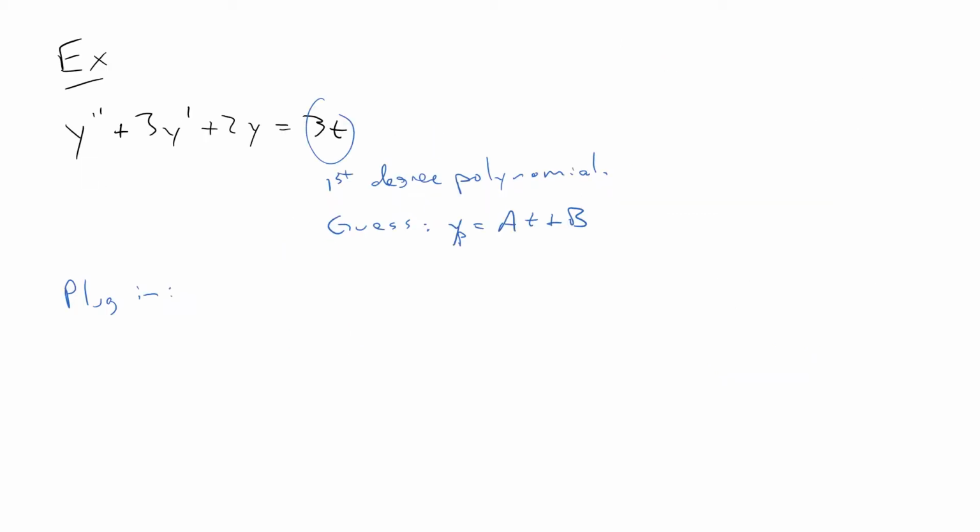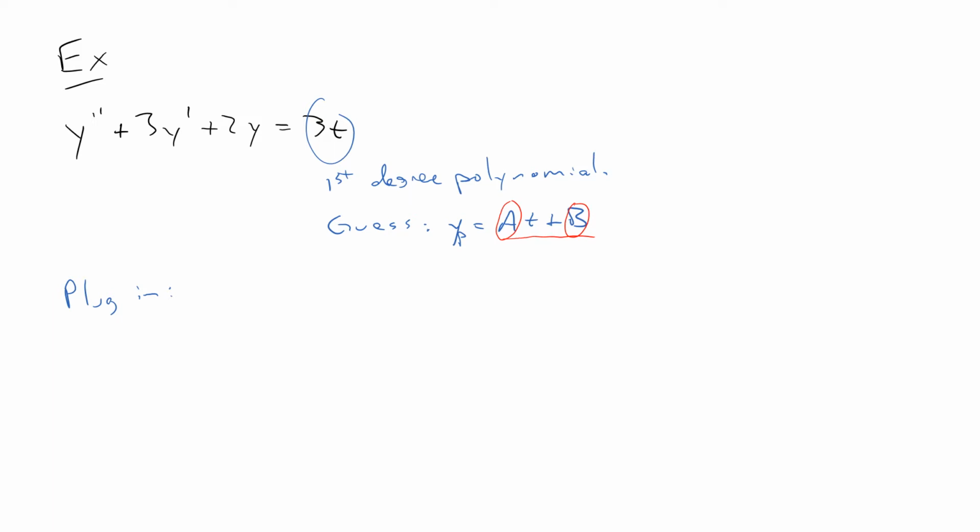Let me show you one example that matches that third case we saw on the previous slide. Here we have y double prime plus 3y prime plus 2y equals 3t. Notice that right-hand side, the non-homogeneous piece to the equation, is a first-degree polynomial. So we're going to guess that the solution to this equation is also a first-degree polynomial. So all we need to do is plug this guess into our equation and see if there are any particular numbers a and b that make this work for us.